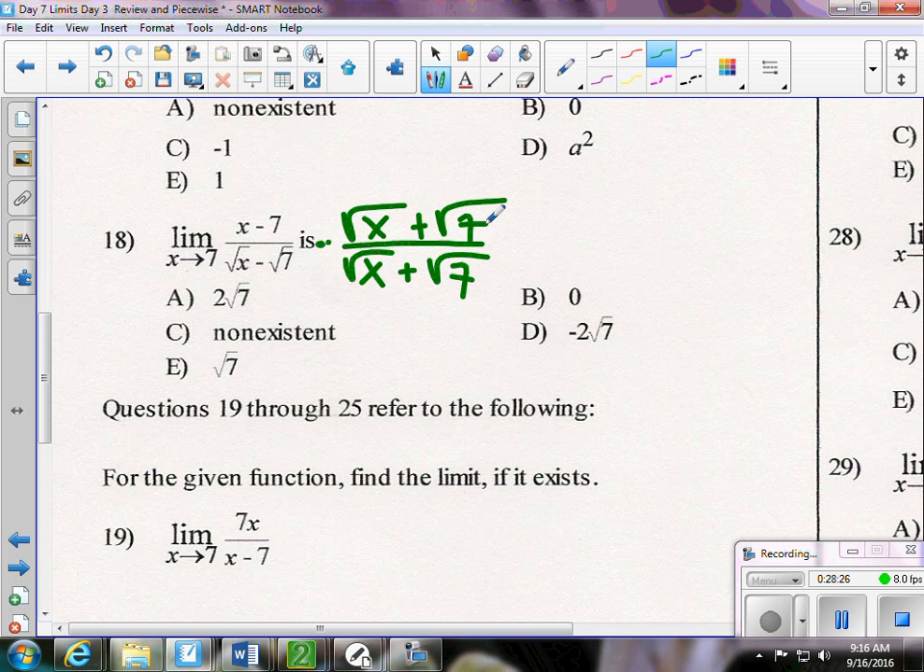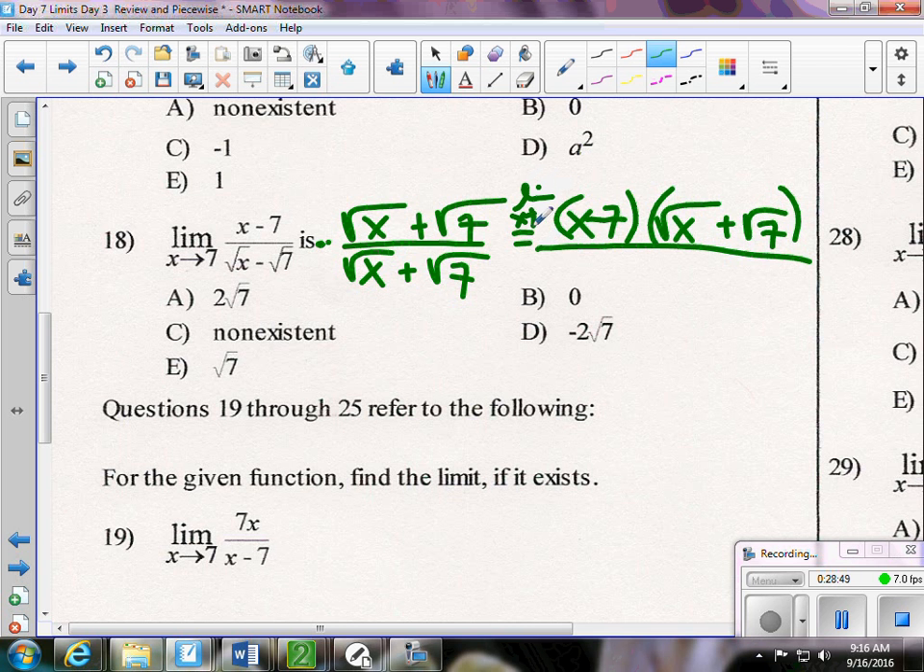Now, the secret when you have to do this: distribute the binomial with its conjugate, but don't distribute the other one. So in other words, keep it x minus 7 times rad x plus rad 7 up here. Don't distribute it. You'll be so confused. But go ahead and distribute the rad x minus rad 7 times the rad x plus rad 7.